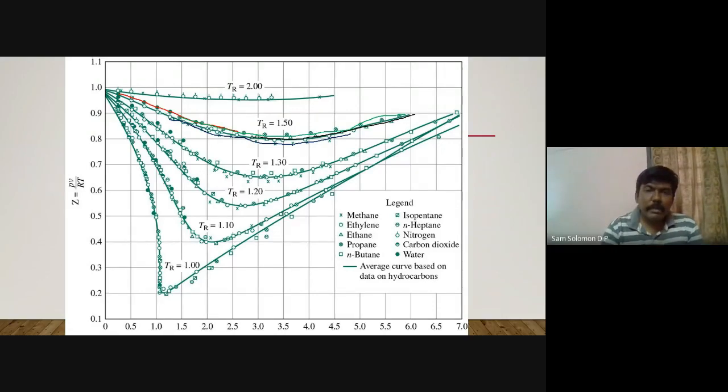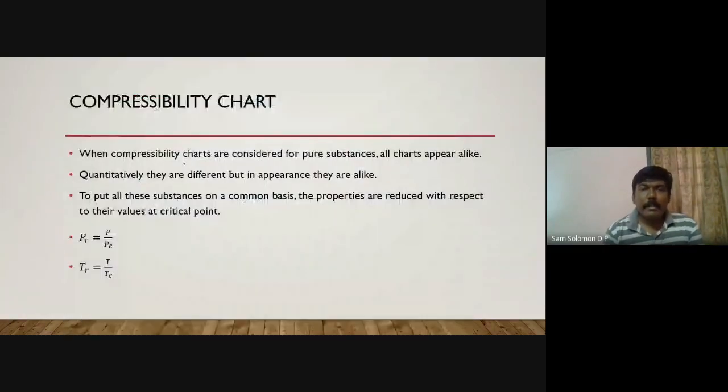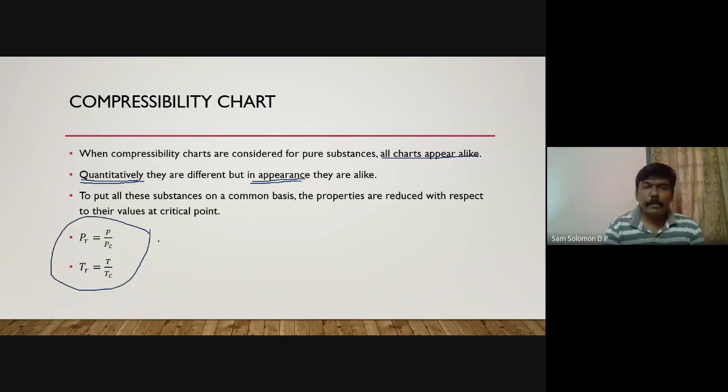That is what is mentioned in the previous slide. When the compressibility charts are considered for pure substances, all charts appear alike in appearance. In appearance they are alike, but quantitatively, in values, they are different. So what they decided is, let us put them on a common basis. They used the critical values, and defined something called reduced properties.